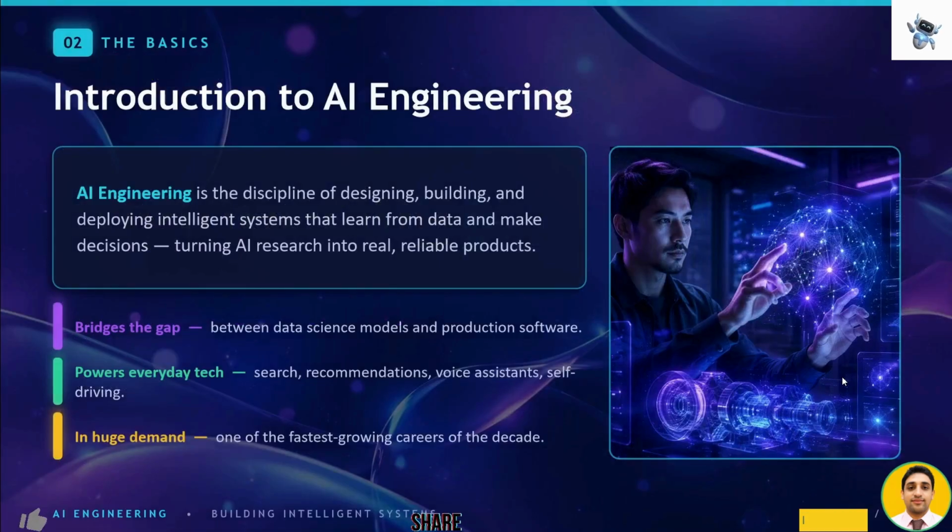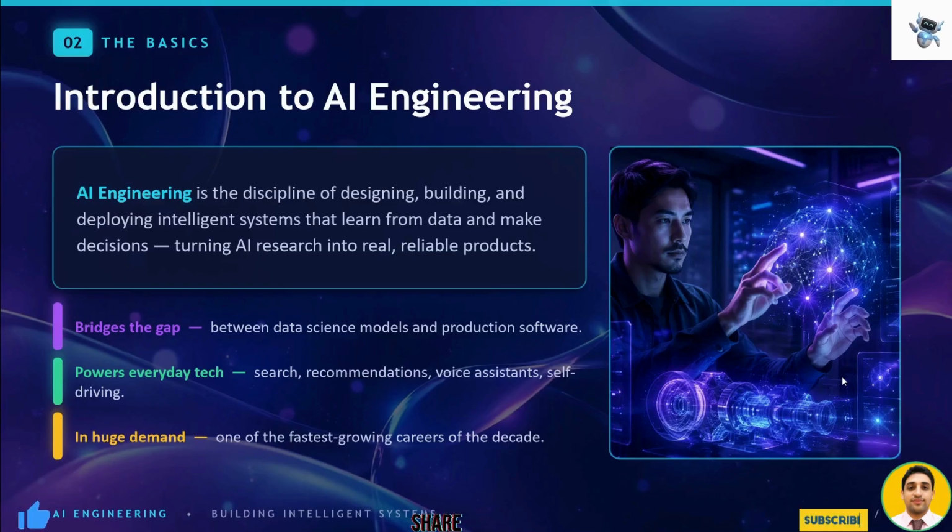What exactly is AI engineering? In simple terms, AI engineering is the discipline of designing, building, and deploying intelligent systems that learn from data and make decisions on their own. Think of it this way: a data scientist might build a brilliant model in a research notebook that predicts customer churn with 95% accuracy. But that model is useless to a business until someone takes it out of the notebook and turns it into a real working product that millions of users can access reliably. That someone is the AI engineer.